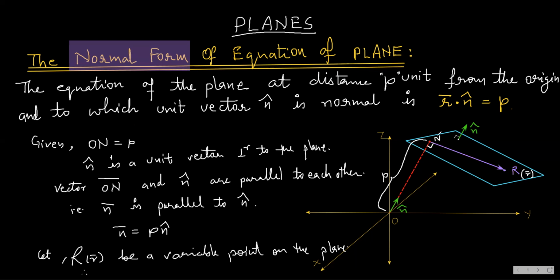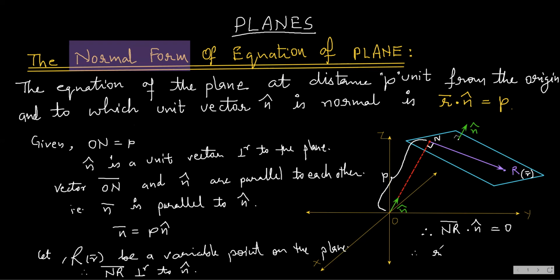Therefore, n r bar, you check this, n r bar is perpendicular to n cap. Definitely yes. Why? Because n r bar is in the plane and n cap is perpendicular to the plane. So what will you write next? Therefore, you will write n r bar dot n cap equals 0. When two vectors are perpendicular to each other, their dot product is 0.